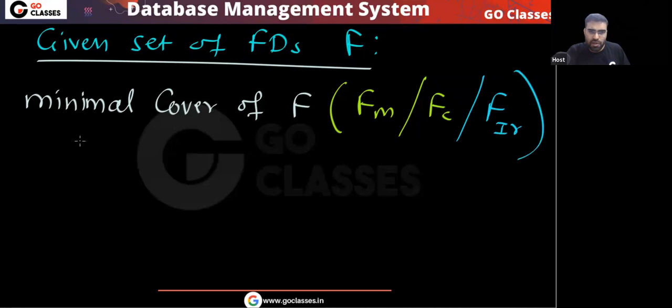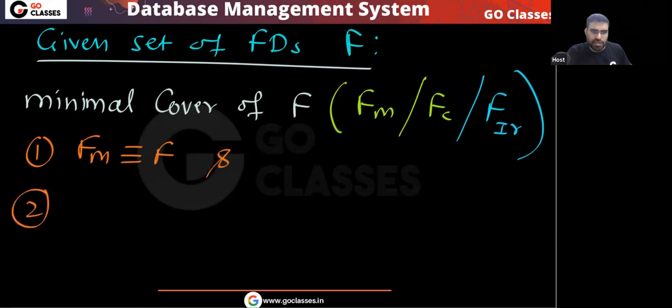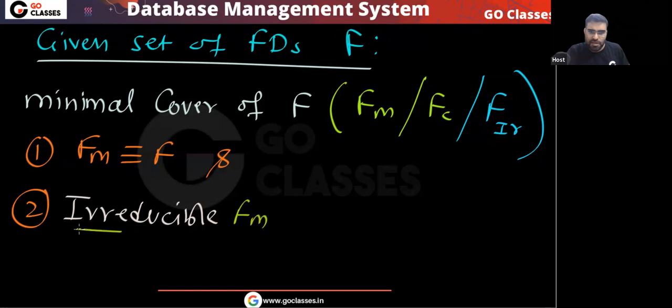So the minimal cover of F, FM, is equivalent to F. It has two properties. The first property is that this minimal cover is equivalent to F. And the second property is that it is irreducible. This FM is irreducible. Is this clear?